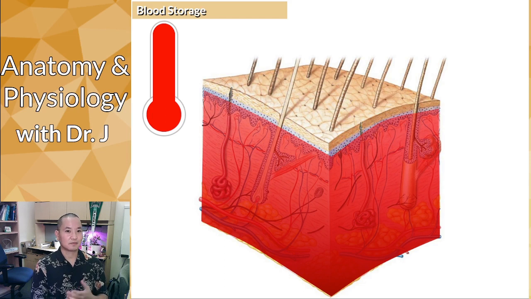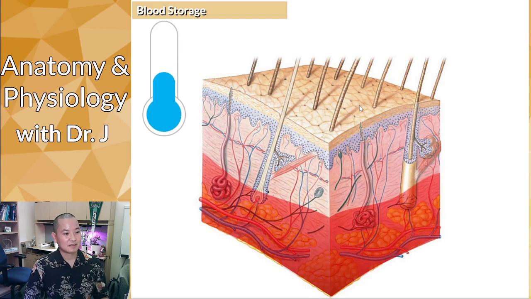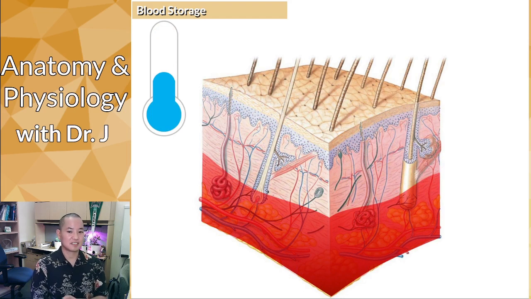So this is why people who flush in hot climates get redder, like me. If you ever see me in person, sometimes I have red splotches due to my rosacea and also the heat reaction. But same with frostbite. It's also linked to this blood storage and temperature regulation as well.